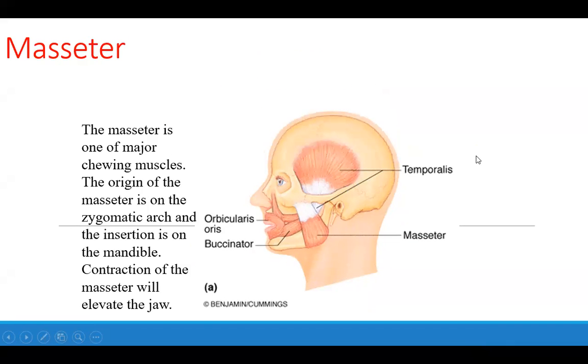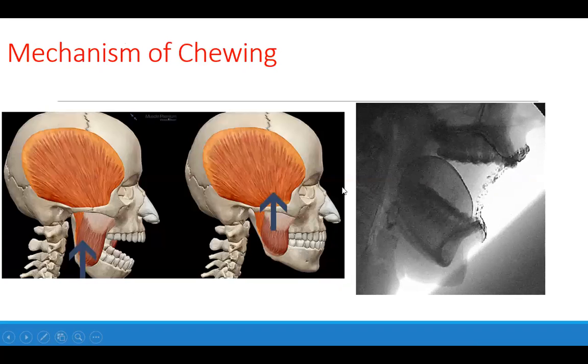Here's the masseter. Its origin here is on the zygomatic process. It inserts on the mandible, it elevates the jaw, and we chew, and we get this kind of chewing action. The mandible is brought up. Notice how the mandible moves, the maxilla never moves. The mandible is brought up against the maxilla all the time because of these two muscles acting together.